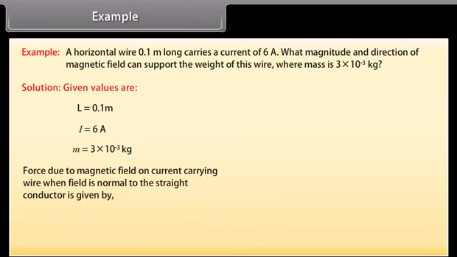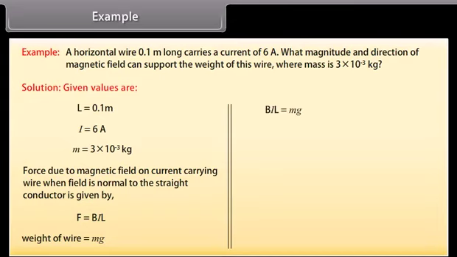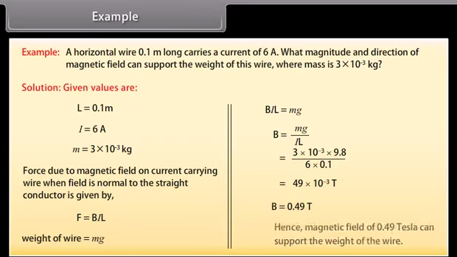Force due to magnetic field on a current-carrying wire when the field is normal to the straight conductor is equal to BIL. Weight of wire is given by mg. On comparing these two equations, we get BIL = mg, which can be written as B = mg/IL. By putting the values and calculating, we get the value of B = 0.49 Tesla. Hence, a magnetic field of 0.49 Tesla can support the weight of the wire.